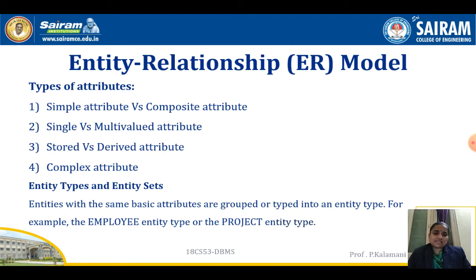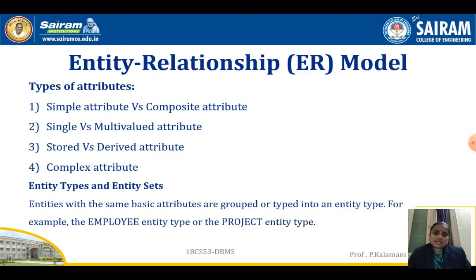Next, let us see the different types of attributes. There are 7 major classifications. We'll see them one by one. First one is simple attribute. Simple attribute means the attribute is a simple one; we can't divide it into subparts. For example, if we take USN, we can't divide it into subparts. That is called a simple attribute.